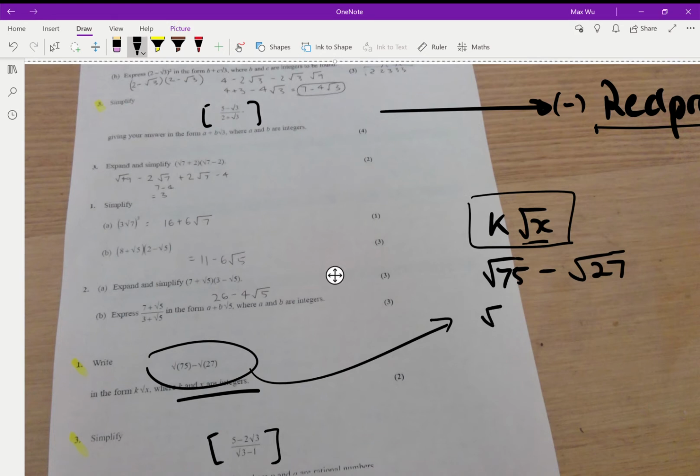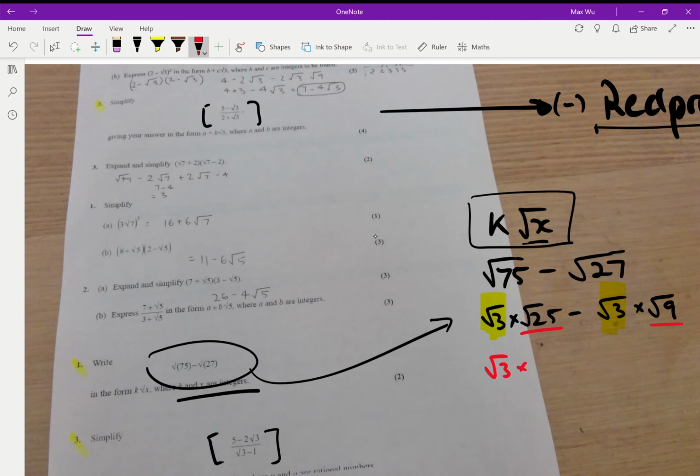This would be square root 3 times, what can it be? Square root 25, right? Minus square root 3 times square root 9. Immediately we have one thing that's popping out: these are the same surds. And these are square numbers, right? So we can write them as square root 3 times 5 minus square root 3 times 3, so we'll rewrite that into 5 square root 3 minus 3 square root 3.